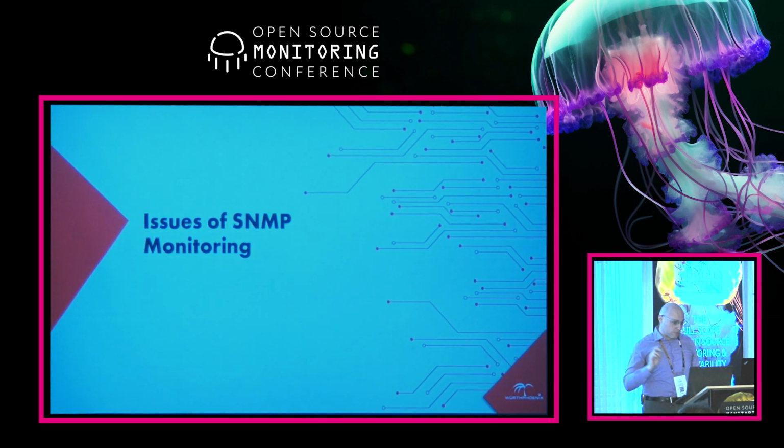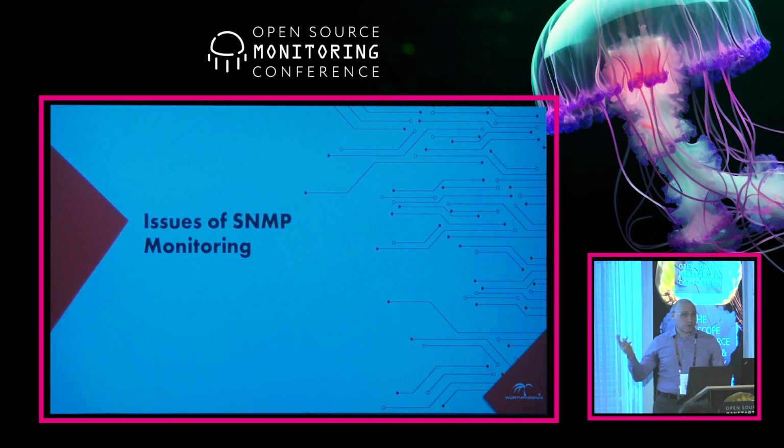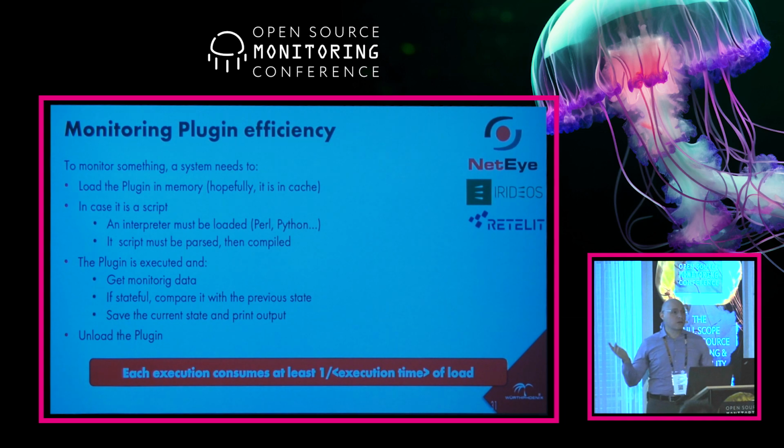If we want to improve SNMP monitoring, we have to understand what we want to have, so the basic issues behind the monitoring. The three most important. First of all, monitoring plugin efficiency. This is not strictly related to SNMP, but is related to Icinga in general. When Icinga needs to check something, what does it do? It loads the plugin in memory. Then, if it is a script, it has to load the interpreter and parse and compile it. This takes a lot of time and computational power.